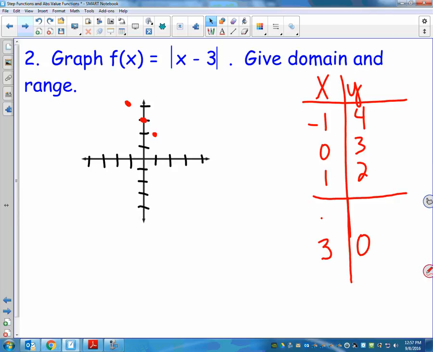But if I picked 2, because that's one less than 3, and I pick 4, that's one more than 3, when I plug those in there, 4 minus 3 is 1, 2 minus 3 is -1, of the absolute value, that's 1. I get either side of that V shape. So at 2 it goes up to 1, at 3 it goes to 0, at 4 it goes back to 1.